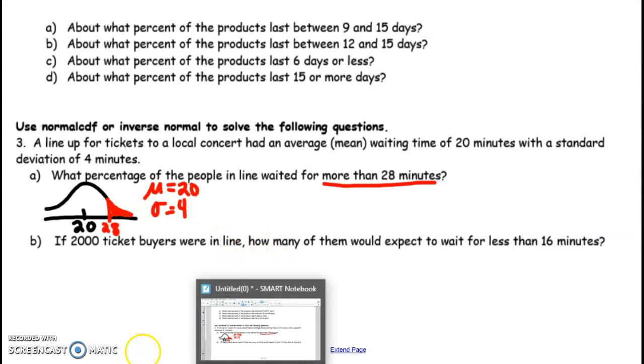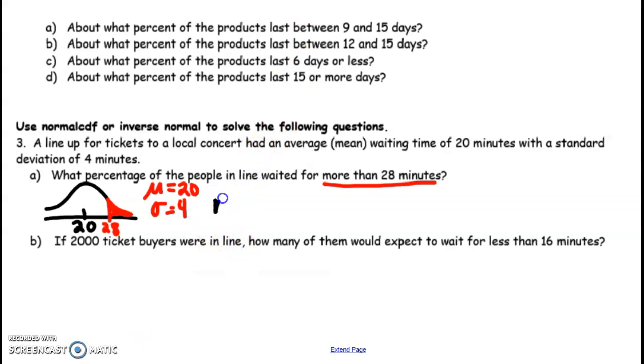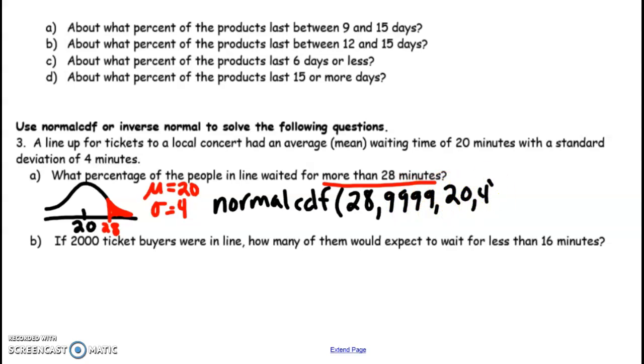I'm going to write what I typed in for normal CDF. My answer is 0.023. You can give your answer as a decimal, so that's fine if you leave it as a decimal. Or you can make it into a percent. If I want to make this into a percent, I move this over twice. That's 2.3%. So 2.3% of people waited in line for more than 28 minutes.